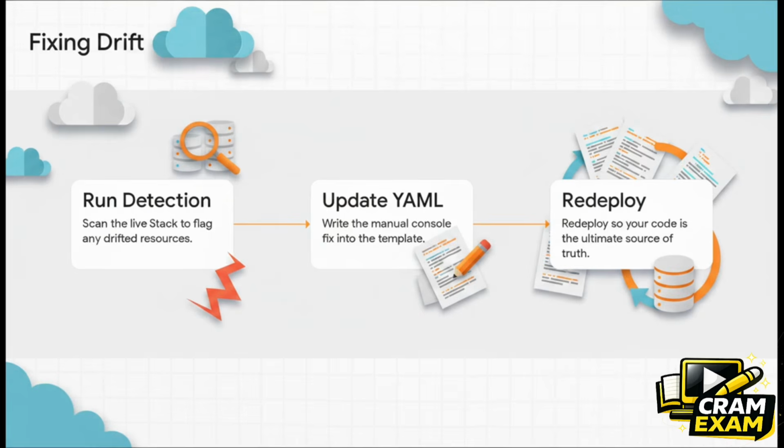To fix this, CloudFormation provides a feature called drift detection. You just click a button, and AWS instantly scans your live stack, flagging any single resource whose actual physical configuration has drifted from the expected state defined in your code. Your job then is to take that manual console fix, write it back into the YAML template, and redeploy it. That way, your code goes back to being the ultimate source of truth again.